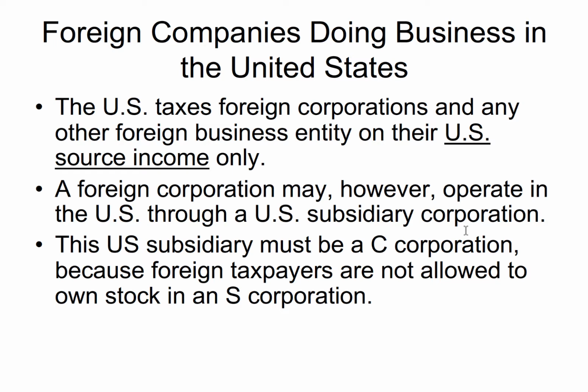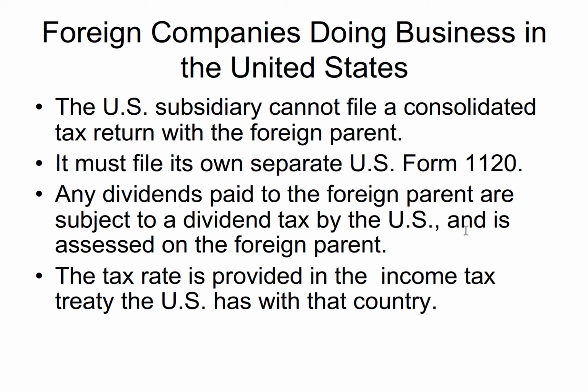A foreign corporation may, however, operate in the U.S. through a U.S. subsidiary corporation. The U.S. subsidiary must be a C corporation, it can't be an S corporation, because foreign taxpayers are not allowed to own stock in an S corporation. So we're talking about corporate issues right now. We'll talk about non-corporate in a moment. The U.S. subsidiary cannot file a consolidated tax return with a foreign parent. That's just a special rule with respect to consolidated entities. It can't happen. It must file its own separate Form 1120 for that C corporation.